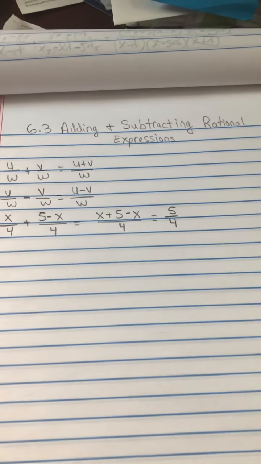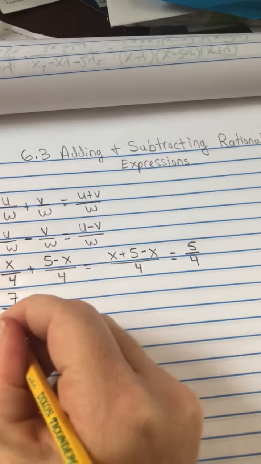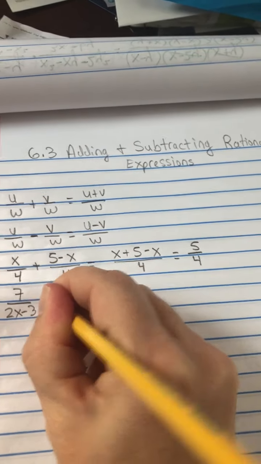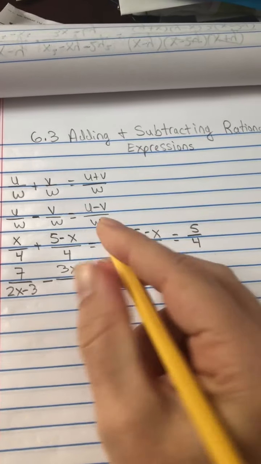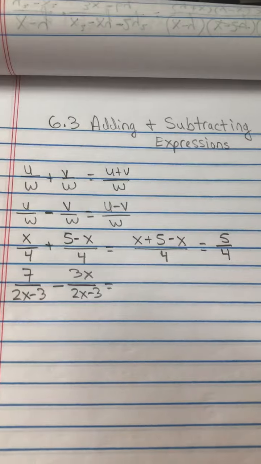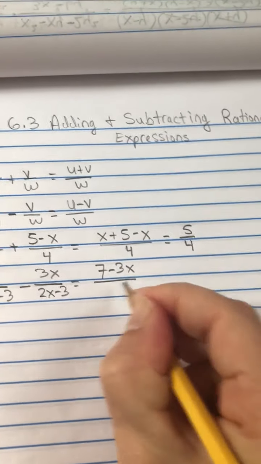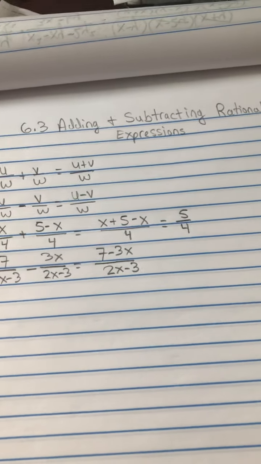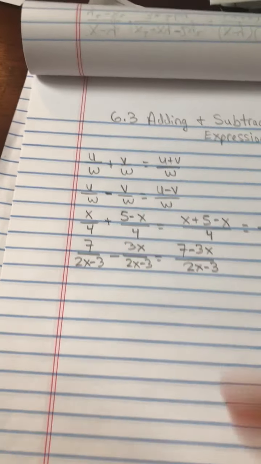Okay. The next one, 7 over 2x minus 3 minus 3x over 2x minus 3. Common denominators, so you're just going to subtract the numerators. Okay. There's nothing that you can simplify at that point, so just leave it as it is.